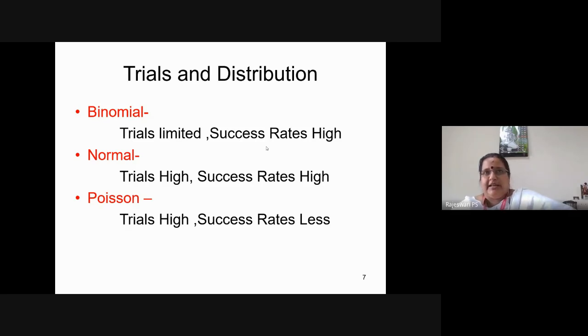Next one is Poisson. Poisson is exponential actually. So trials are high, success rate is very less. Generally, your curve will be like this, which is called the Poisson distribution. But we are worrying much about normal distribution.